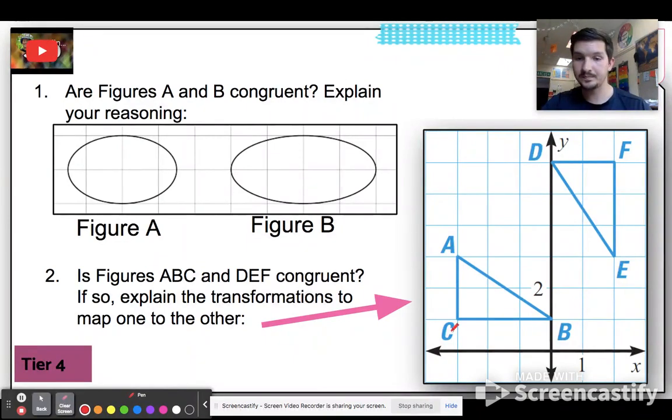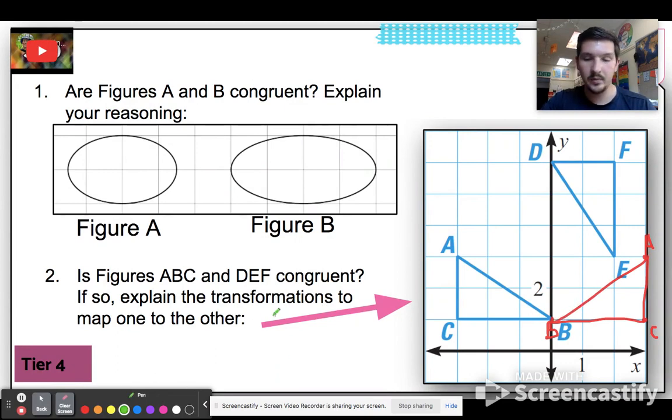So what I would have done is I would have reflected triangle ABC across the y-axis to get us at least flipped to the right direction. So A would end up being here. This is A. C is here. And then B would stay where it's at because it's on the axis. And so then we would go ahead and draw our new triangle.